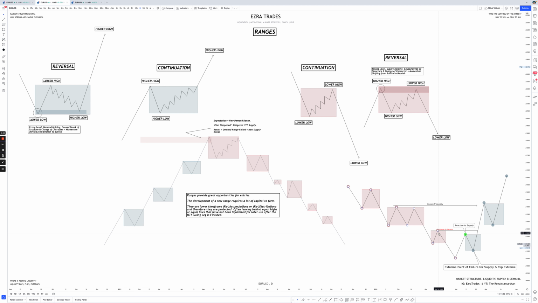We came into this supply, we reacted, we formed an extreme. The selling from this reaction to this supply was not strong enough to continue to the downside and create a new low. Therefore, this is going to be a weak high, and so the expectation now is that we are going to basically reject or create failure of the supply, and that's where we get this explosion to the upside.